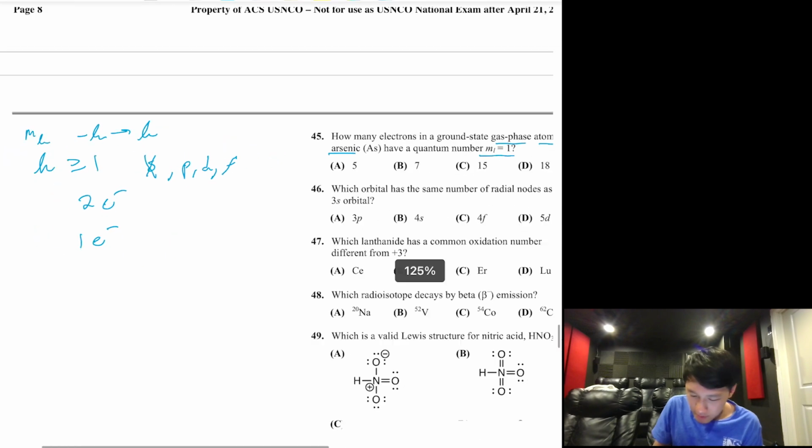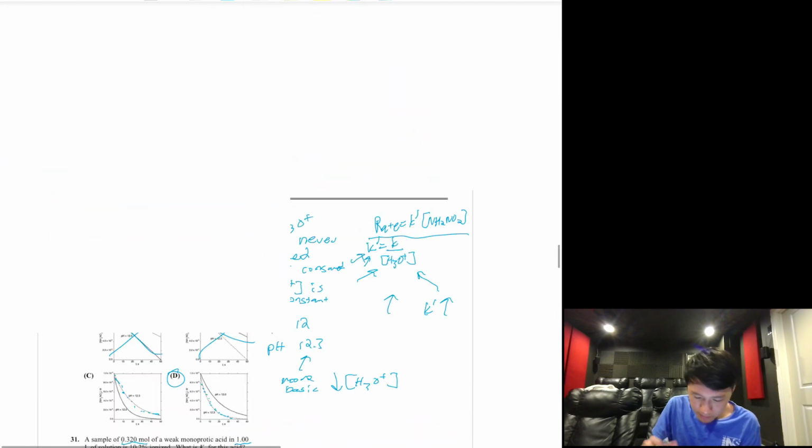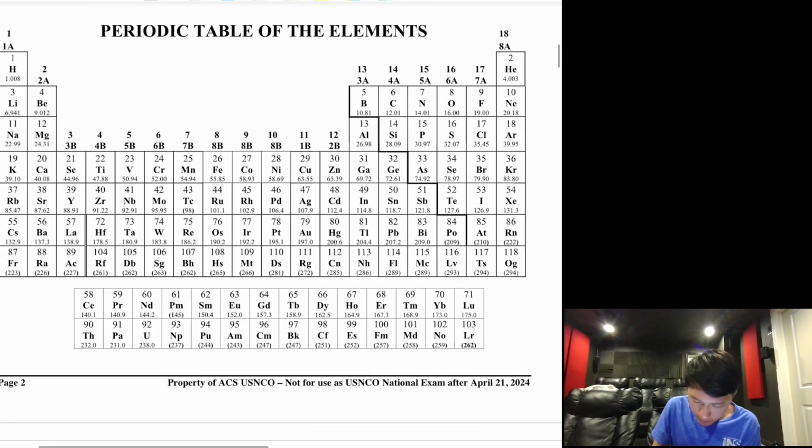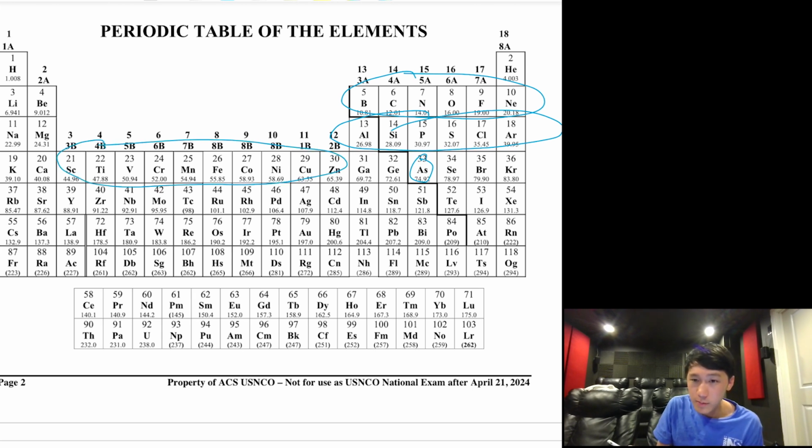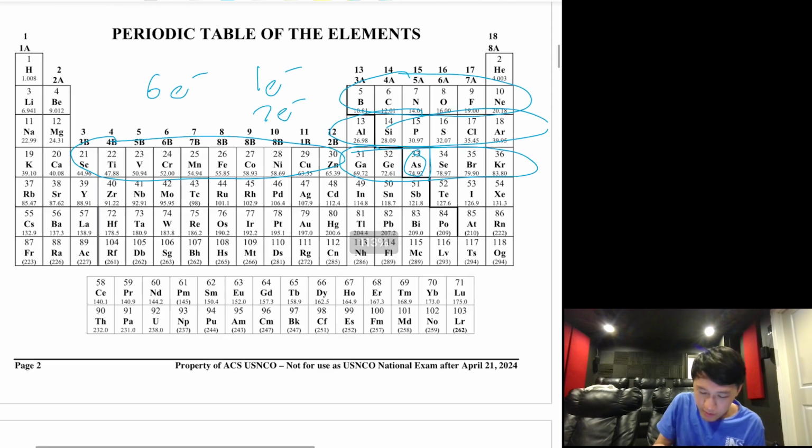Now let's look at arsenic in the periodic table. So arsenic is right here. We can tell that it has a complete 2p orbital, a complete 3p orbital, and a complete 3d orbital. And as we just said, 2 electrons with m sub L equals 1 come from each of these, so this is 6 electrons. And then here we see that it has a half-filled 4p subshell. So therefore, it's going to add 1 more electron, and our total is 7 electrons.